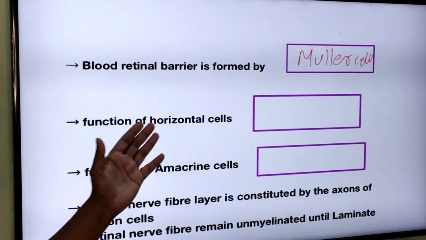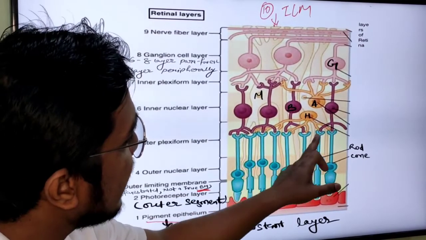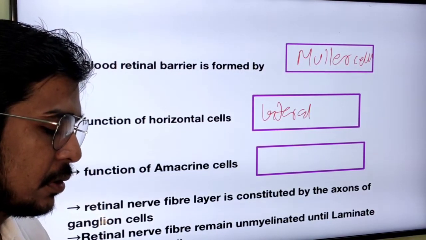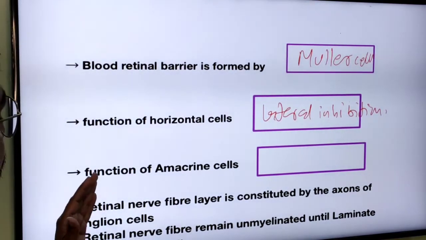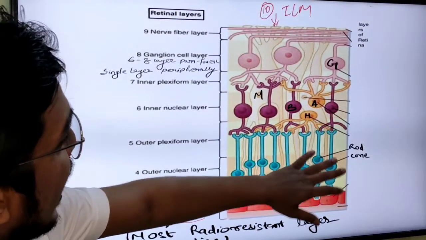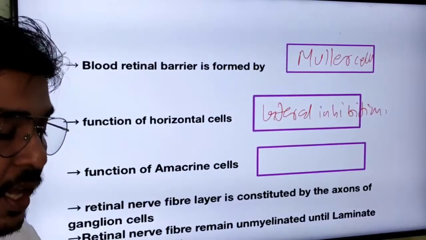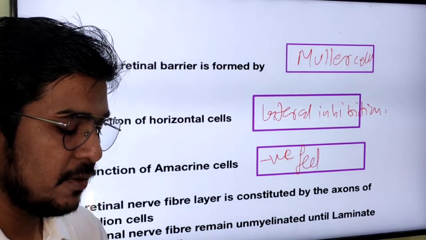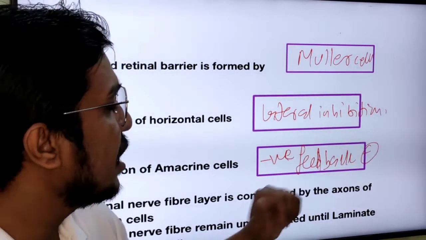The second question is the function of horizontal cells. I have told you, just see here, this horizontal cell is giving the lateral side, so it causes lateral innervation. The third question is the function of amacrine cells. Can you see these amacrine cells? These amacrine cells also give lateral connections, but their function is negative feedback inhibition. So this causes negative feedback inhibition.